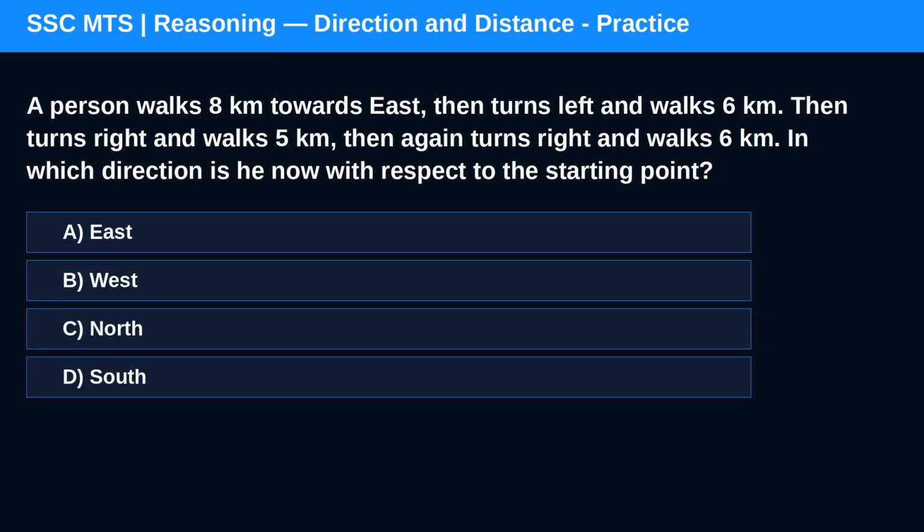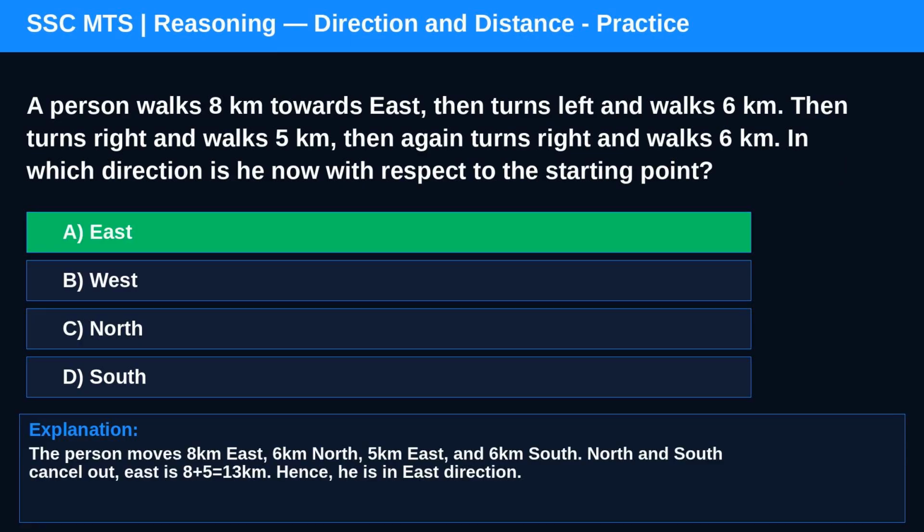Question 11. A person walks 8 km towards east, then turns left and walks 6 km, then turns right and walks 5 km, then again turns right and walks 6 km. In which direction is he now with respect to the starting point? Option A east, option B west.